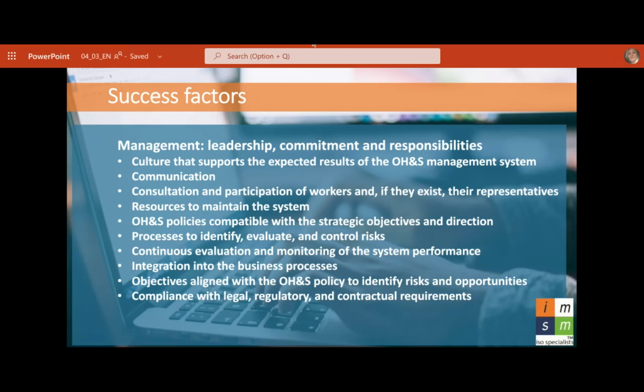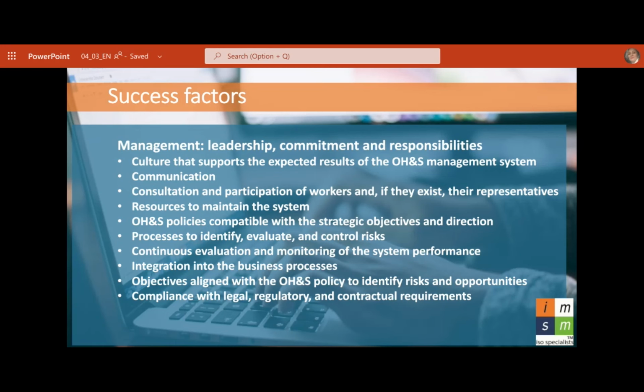Occupational health and safety policies compatible with the strategic objectives and direction. Processes to identify, evaluate, and control risk. A continuous evaluation and monitoring of the system's performance. Integration into the business processes. Objectives aligned with the occupational health and safety policy to identify risk and opportunity. Compliance with legal, regulatory, and contractual requirements.